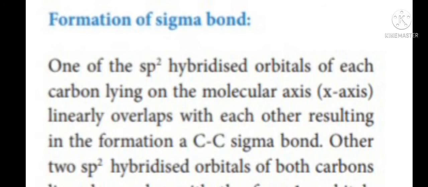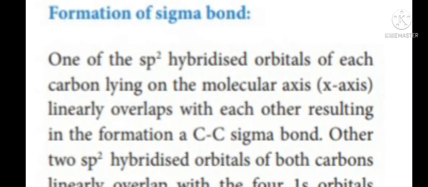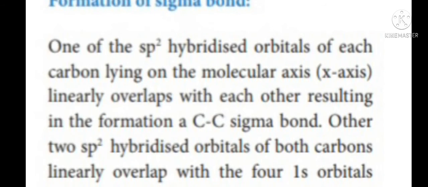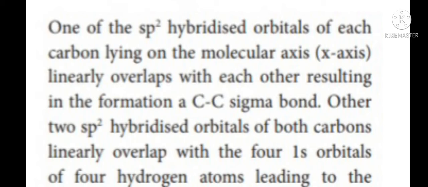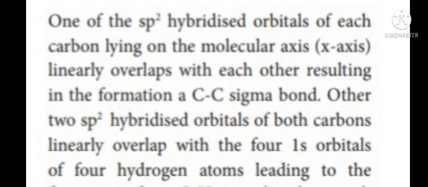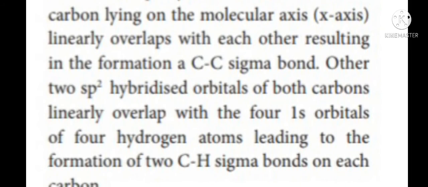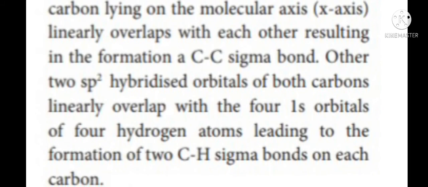Now, let me discuss the formation of sigma bonds in the ethylene molecule. Among the 3 sp2 hybridized orbitals, one sp2 hybridized orbital of each carbon lying on the x-axis overlaps linearly and forms a carbon-carbon single bond. The single bond formed between carbon and carbon is a sigma bond. The remaining 2 sp2 hybridized orbitals of each carbon atom linearly overlap with the 1s orbitals of 2 hydrogen atoms and form 2 carbon-hydrogen sigma bonds. Similarly, the next carbon also forms 2 carbon-hydrogen sigma bonds. Here we have 4 carbon-hydrogen sigma bonds and 1 carbon-carbon sigma bond.